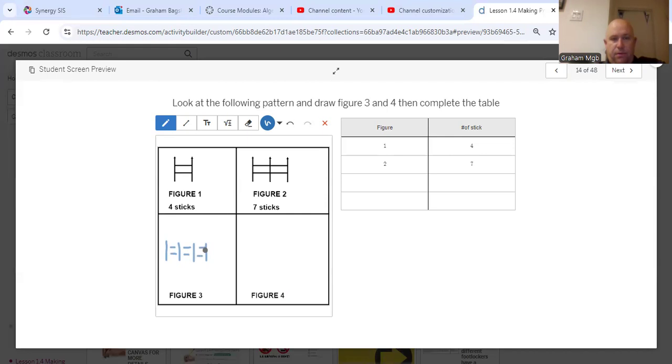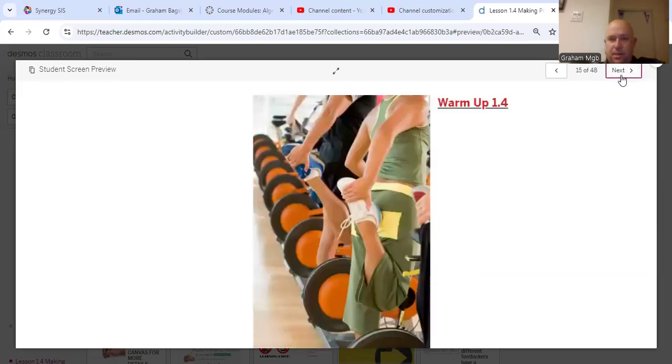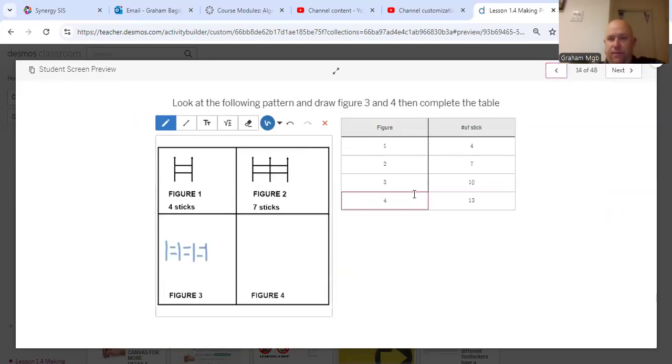So 1, 2, 3, 4, 5, 6, 7, 8, 9, 10. Now, for the issues of time, and just so you can practice this yourself, you should try to make sure you can complete the fourth picture, and you should get 13 sticks. Now, before I actually even start this one, I should be able to tell that this is linear, just because I'm going up by 3, going up by 3, going up by 3.